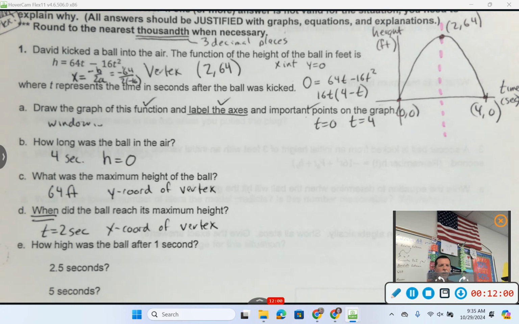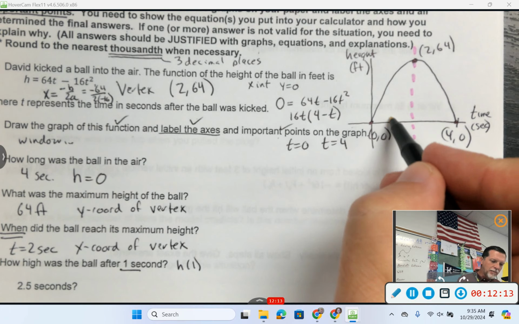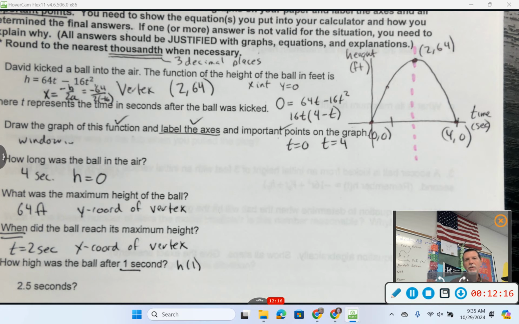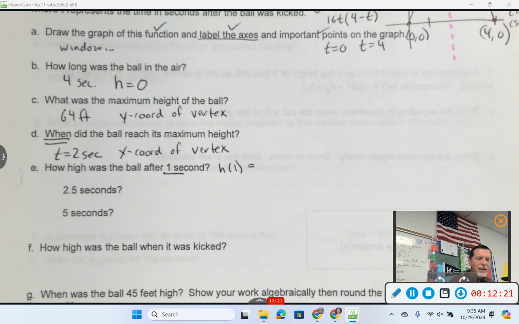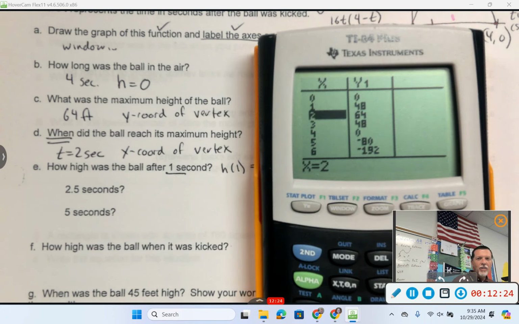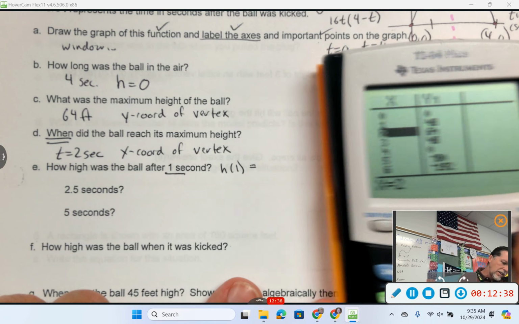How high was the ball after 1 second? That one I don't know by looking at the graph yet. So what will I have to do? Let's just plug in 1. So h of 1, right? I mean, there's 1 second. I can see sort of where it is, but that's not good enough. I need h of 1. So let's plug in 1. You've got a calculator. You've got a table on the calculator. So you can just tell me what h of 1 is from the calculator. You don't have to plug in 1 when the calculator's already plugged in 1. So h of 1 is 48.